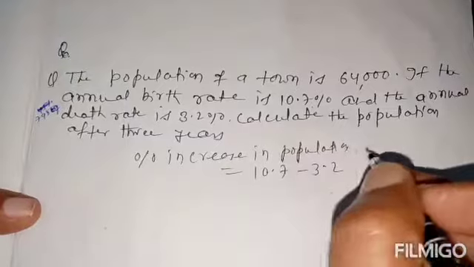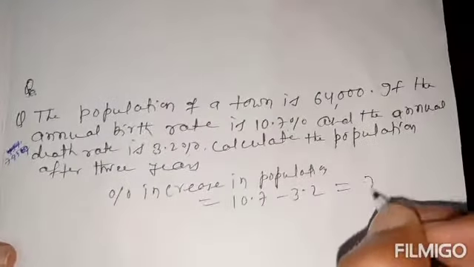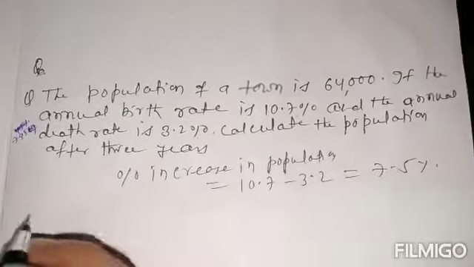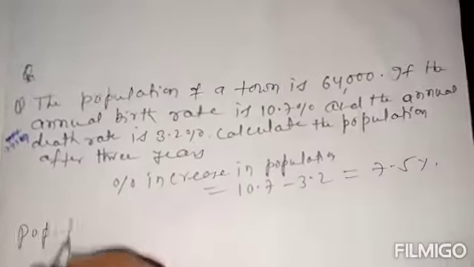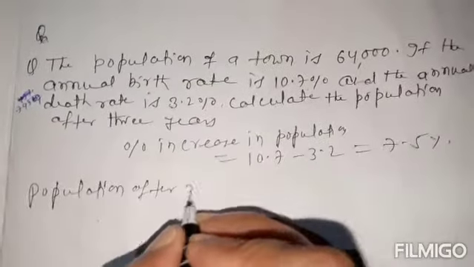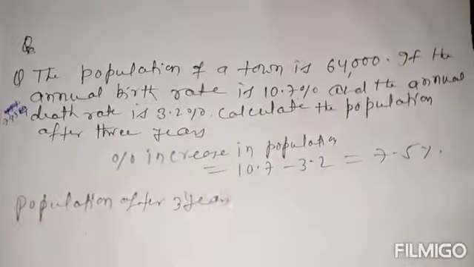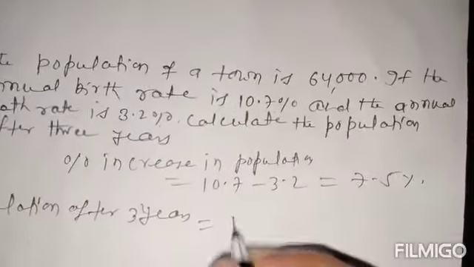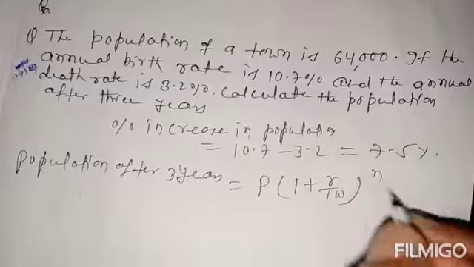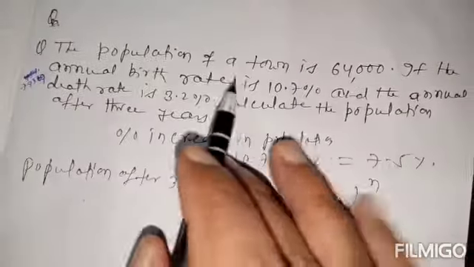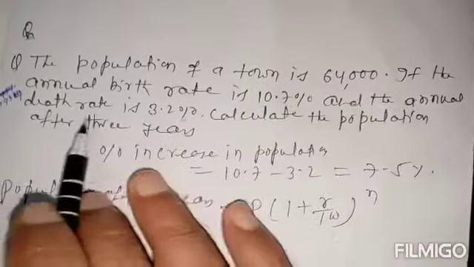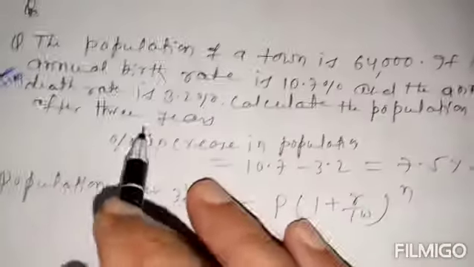Yeah, increase in population percent. So it means 7.5%. Now, the population after 3 years becomes, just like amount, previous population times (1 plus R by 100) to the power time. So here we have to calculate the population after 3 years.